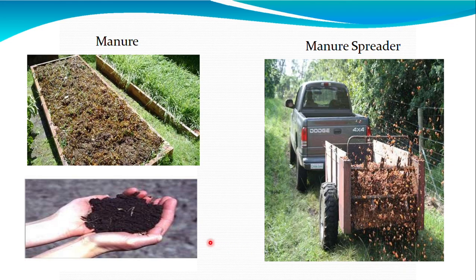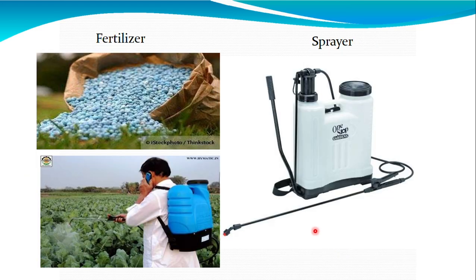Students, you can see how manure is processed, and using a tractor the manure is spread. Here in this picture we can see the fertilizer. I already named some of the fertilizers, like nitrogen, phosphorus and potassium. You can see the farmer spraying the fertilizer on the crop, and you can see the sprayer here also.